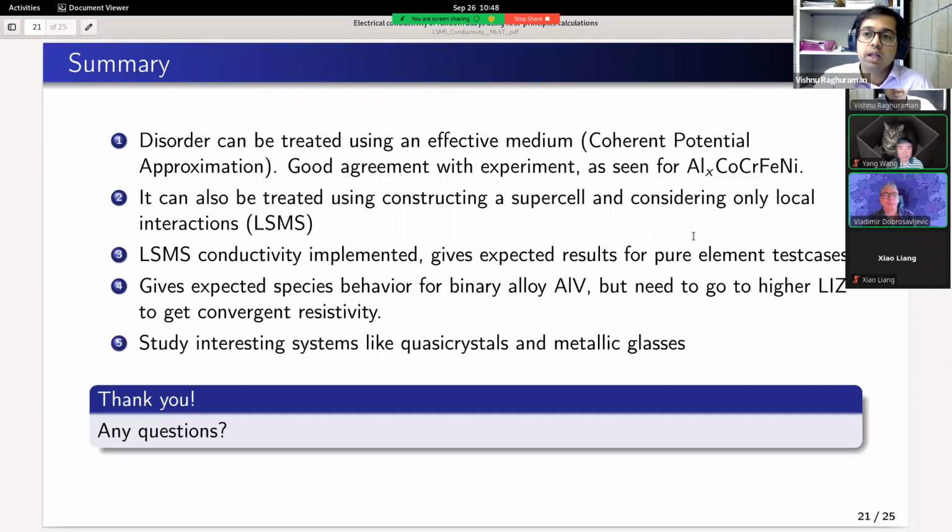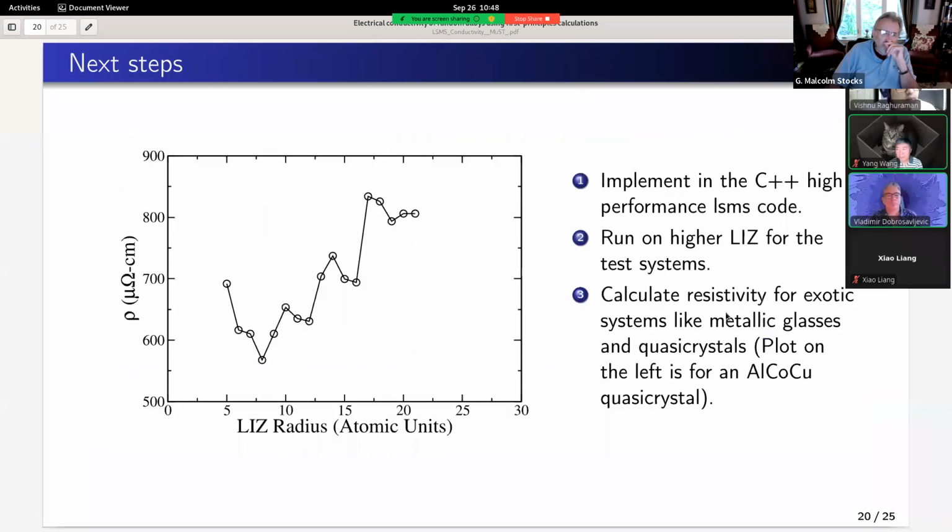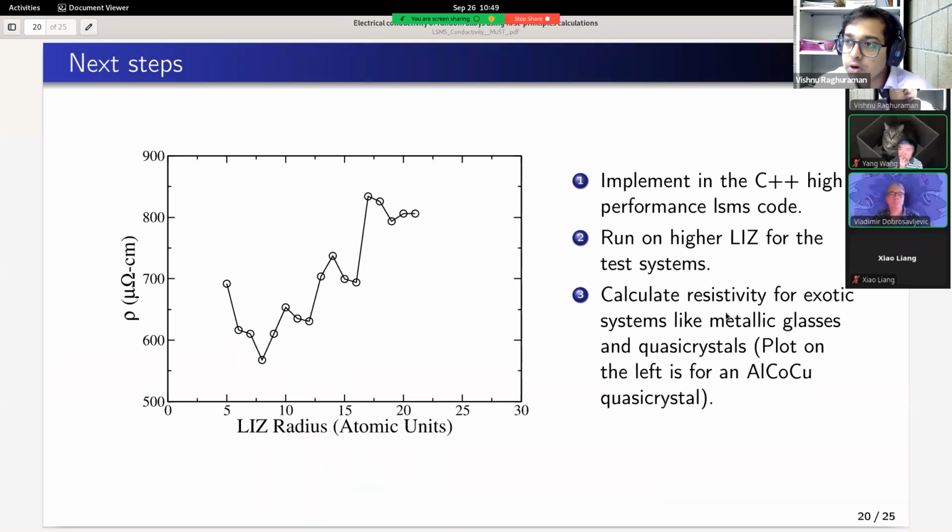Okay, so basically here's a summary. You can deal with disorder using CPA. Can I just go back to the previous thing? So in this thing here, you've got a LIZ size, and you've got a... well, you've got an... But did I understand that you've still got a periodic object, right? Yes, it's a quasi-crystal approximant.